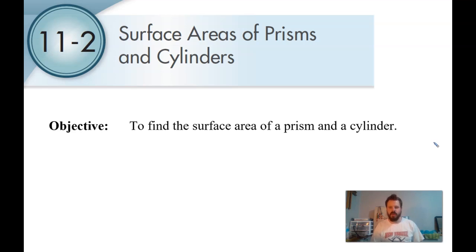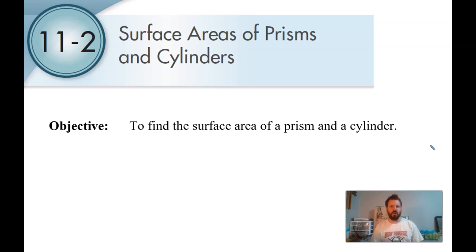All right, welcome back everybody. We're going to start up chapter 11 today, and chapter 11 deals with three-dimensional shapes. Okay, so 3D figures. And with 3D shapes, there's going to be two things we do. We're going to find surface area and volume of a whole bunch of different types of 3D shapes.